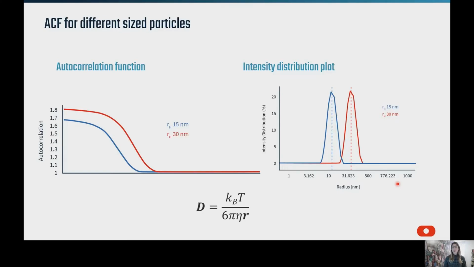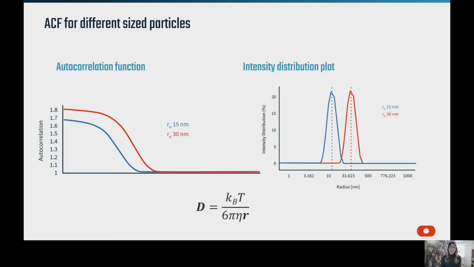So we know that the size of a particle is going to affect the ACF and the rate of its decay. The size affects both the speed of a particle's motion and therefore how quickly the intensity is going to fluctuate, but it also is going to affect the intensity of the light scattered at a given angle. So larger particles are going to scatter more light and have a larger signal amplitude than smaller particles, and I'll go into that a little bit more later on.